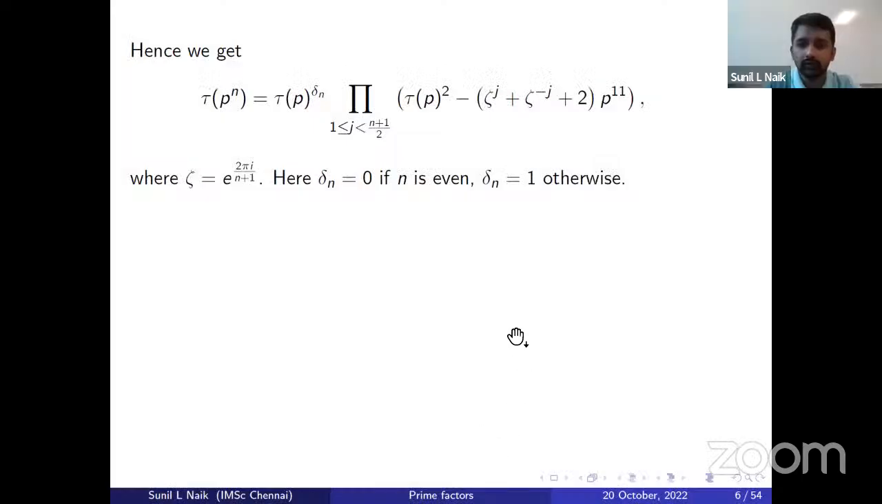of the products, tau of p square minus zeta power z plus zeta power minus z plus 2 times p power 11. Here zeta is the (n+1)-th root of unity, e power 2 pi i by n plus 1, and delta n is 0 or 1 depending on whether n is even or not.